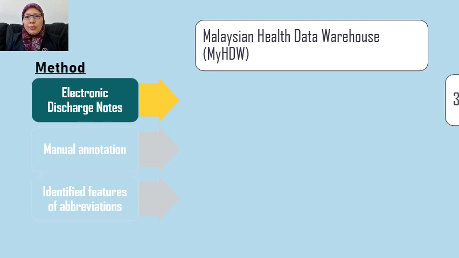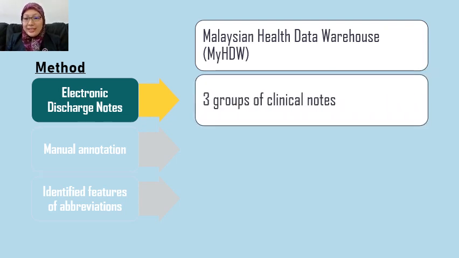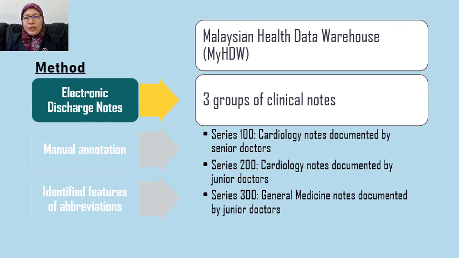What we did was we extracted discharge summaries in a centralized system in the Malaysian Health Data Warehouse, and grouped these clinical notes into three types, which are cardiology notes documented by senior doctors, cardiology notes documented by junior doctors, and also notes from the general medicine specialty documented by junior doctors.